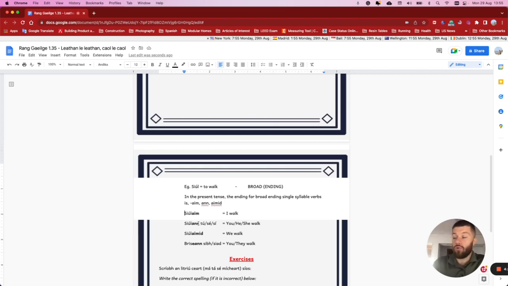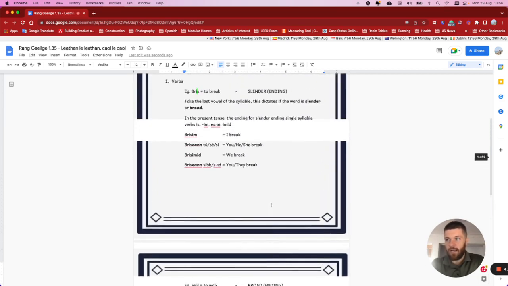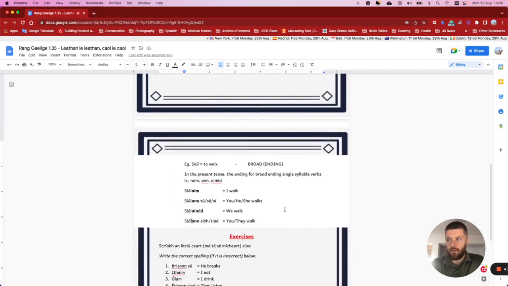Siúlann tú, siúlann sé, siúlann sí. Walks even. Siúlaimid, and siúlann sibh and siúlann siad. So that's important to know. The endings in the present tense only, for single syllable verbs only. They're the broad endings and the slender endings. So that should be enough to get you started on that concept.